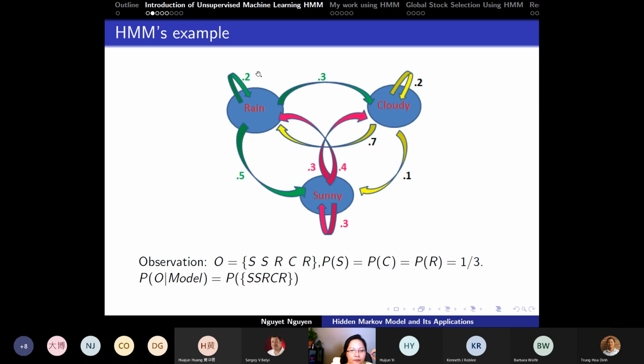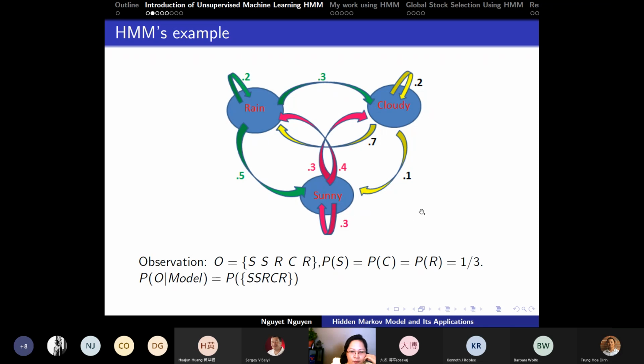Then you can generate the transition probability. So for example, when you input this observation and input the initial probability for the first day, then you will have the transition probabilities. This is the constant transition probability. For example, the probability that if today is rain and tomorrow is rain is 0.2. Today rain, tomorrow cloudy is 0.3, for example. So you have this 3×3 matrix.